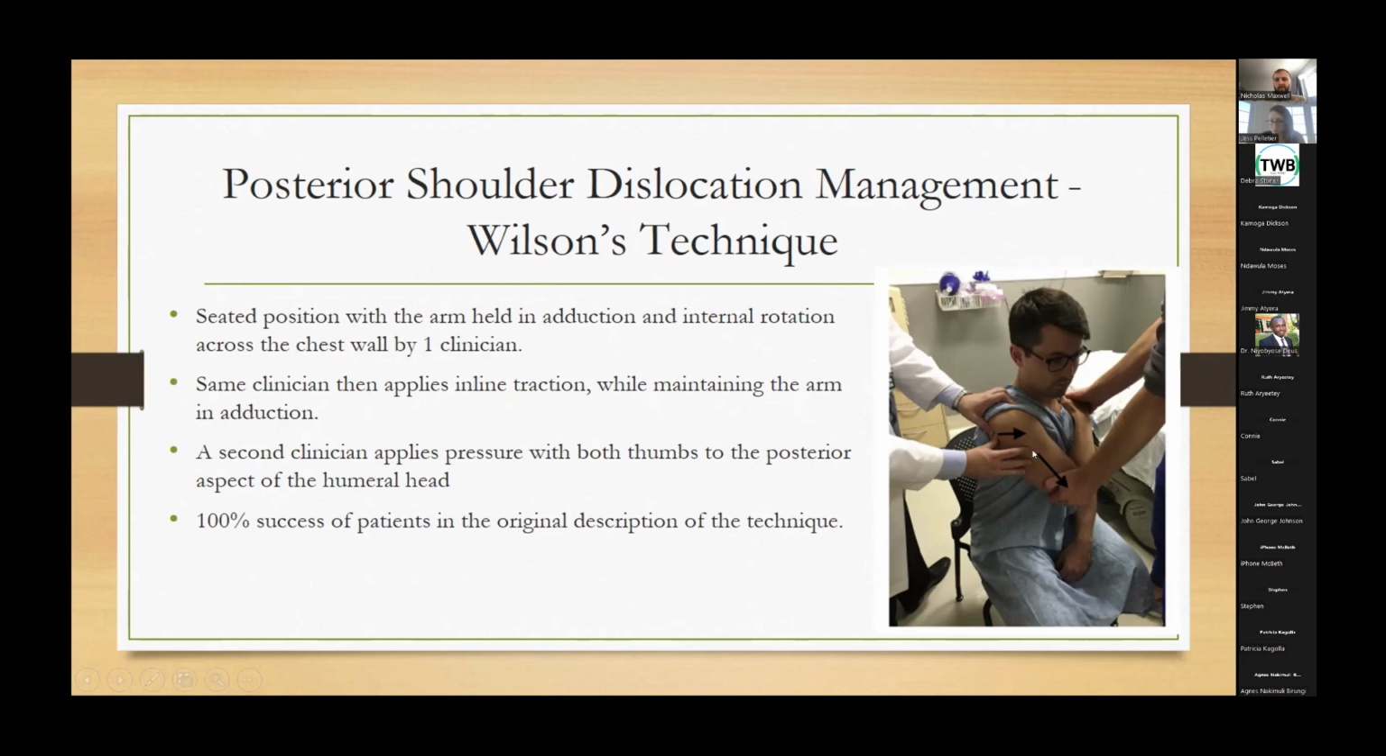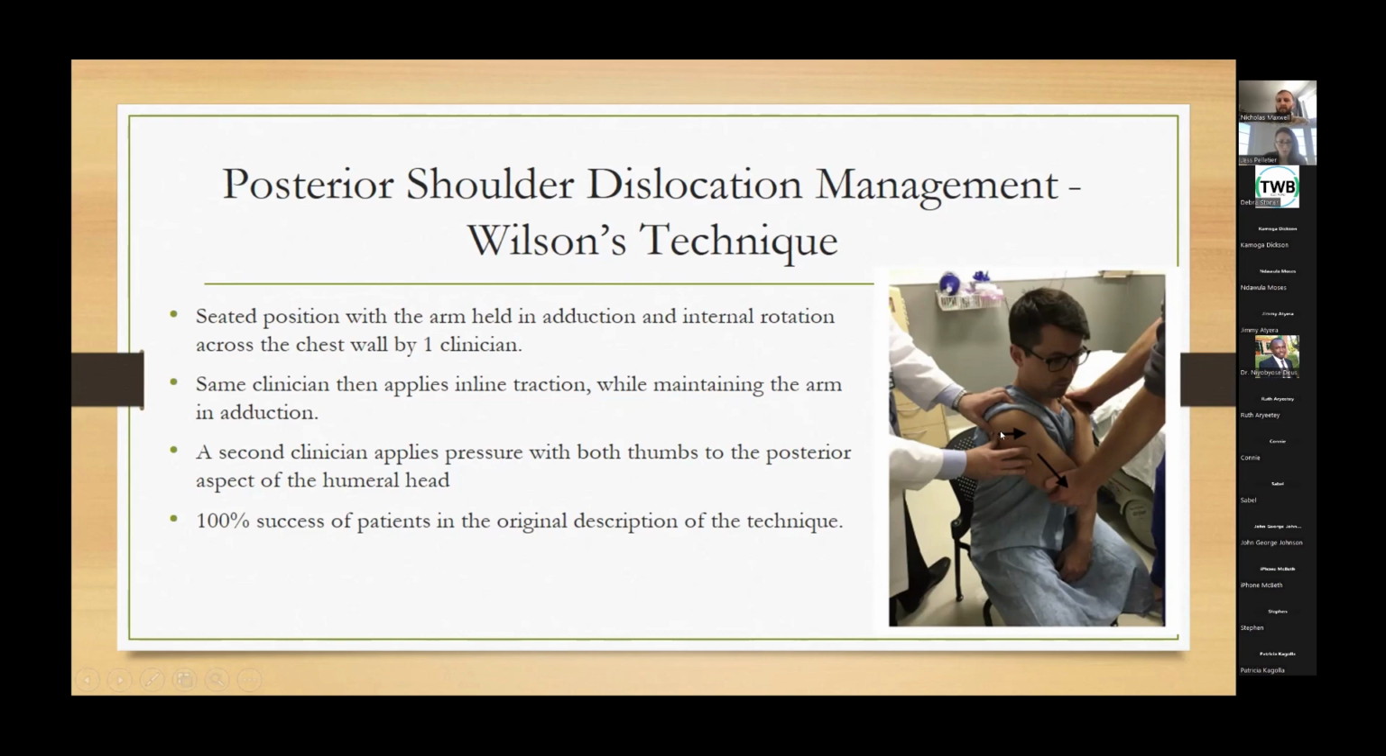The reason for doing this is to disimpact the humeral head. Remember, it's dislocated posteriorly, so they're pulling it downwards so that it gets disimpacted off the glenoid rim. And then this second clinician, after pulling it away from the glenoid rim, remember it was in the posterior position, is manipulating it back into the anterior position so that it falls into the glenoid fossa.